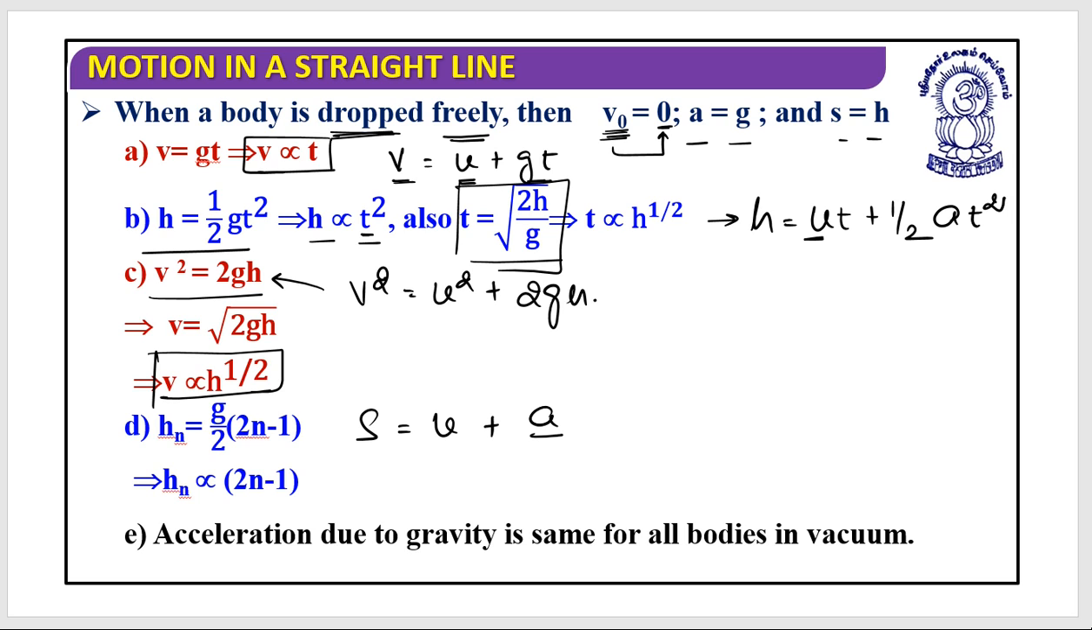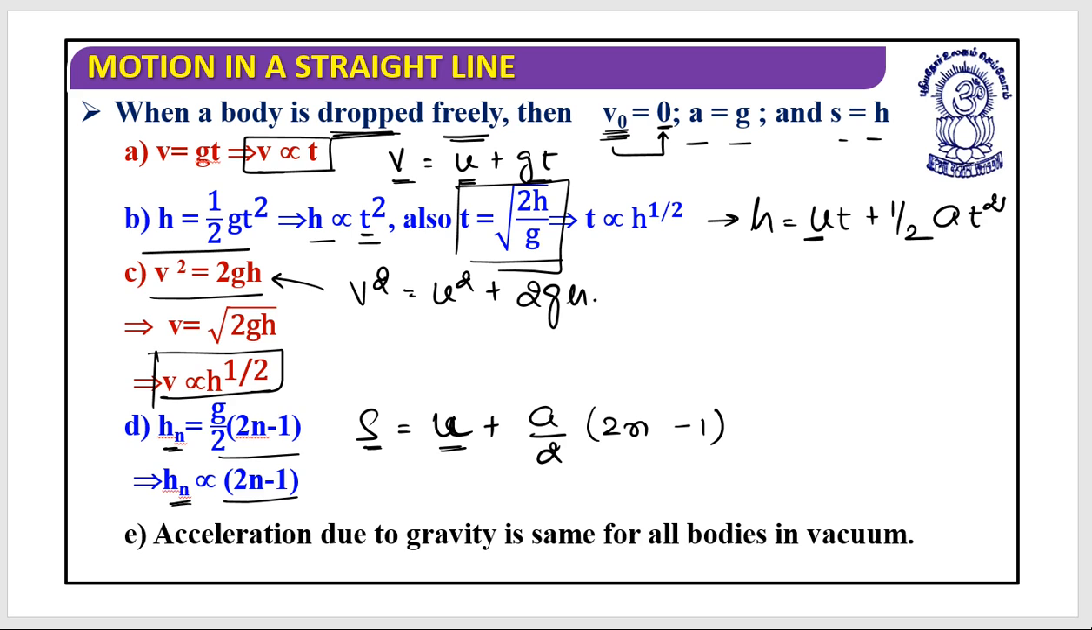And last but not the least, my relation was s is equal to u plus a by 2 into bracket 2n minus 1. If I put u as 0, then my distance that I can represent by h, this h is equal to g by 2 into bracket 2n minus 1. And this h nth, the distance or height traveled in the nth second, is directly proportional to 2n minus 1.